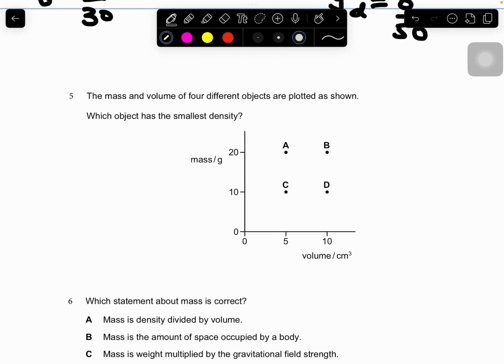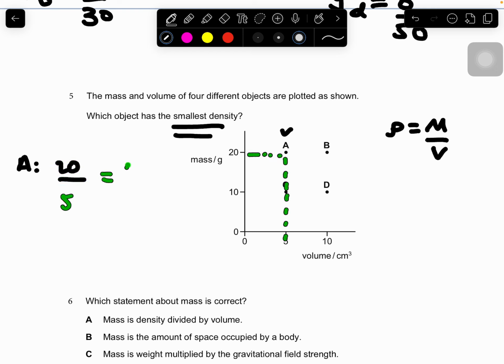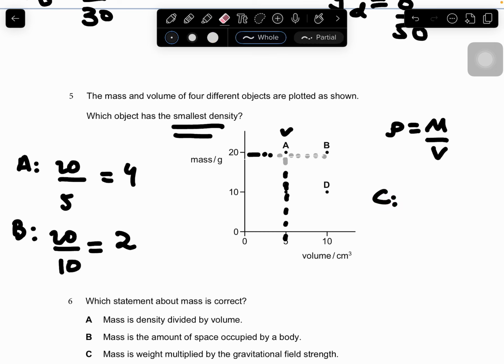The mass and volume of 4 different objects are plotted as shown. Which object has the smallest density? Again, for these types of questions, try to go back to the formula, okay? So density is mass by volume. Let's do it for A. For A, the mass is 20 grams and the volume is 5, so 20 by 5 is just 4. For B, the mass is 20 but the volume is 10, so that is just 2. For part C, we have, sorry, let me just get rid of this clutter.